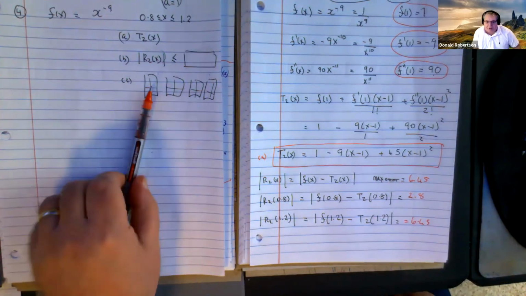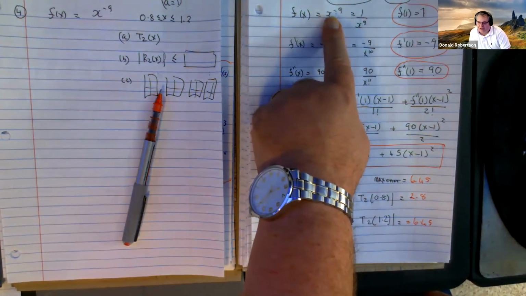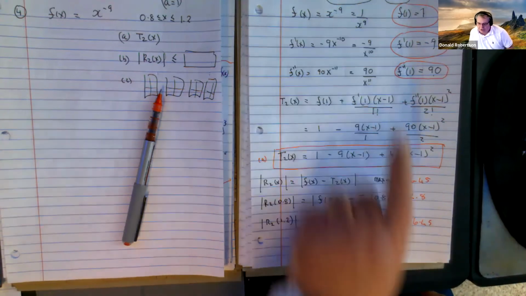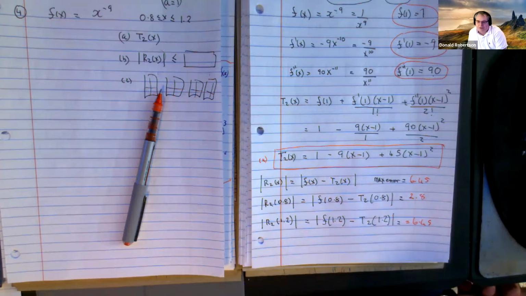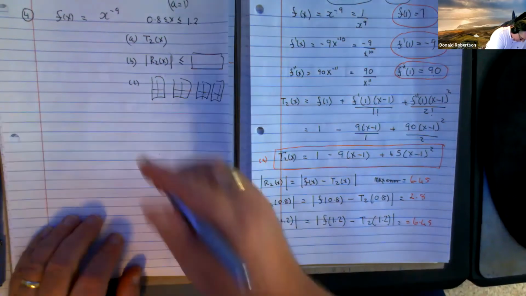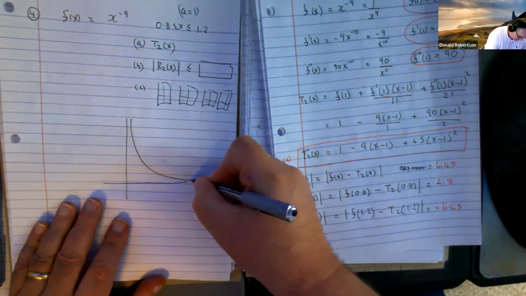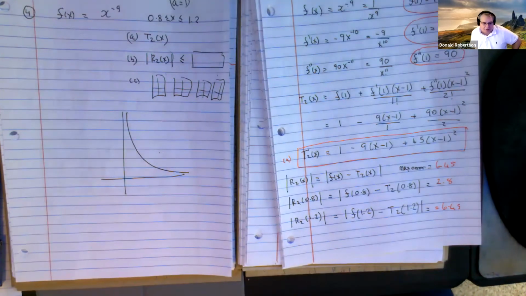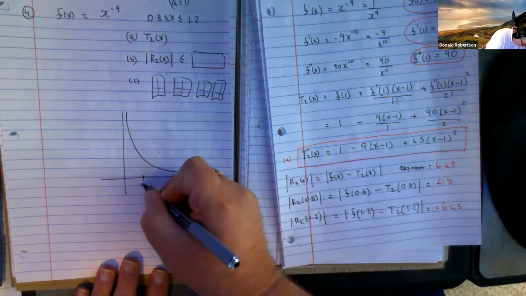So what's that telling me? It's telling me don't use a Taylor series to approximate this function, because you are not going to get a very good answer, right? Now, you might think, why is that not doing a good job? And then we'll talk about the error issue. If you sketch x to the -9, it looks like that. And we're centering it on 1.